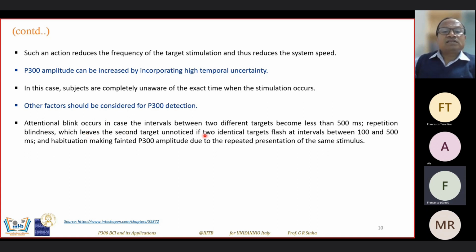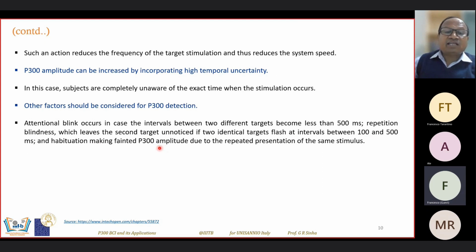There are other factors which are considered for P300 detection, like attention blink. Attention blink occurs when the interval between two different targets becomes less than 500 milliseconds. The blink is also called repetition blindness. It is a kind of blindness that leaves the second target unnoticed. So many targets are coming repeatedly, so maybe the next target may be unnoticed, if two identical targets flash at intervals between 100 and 500 milliseconds.